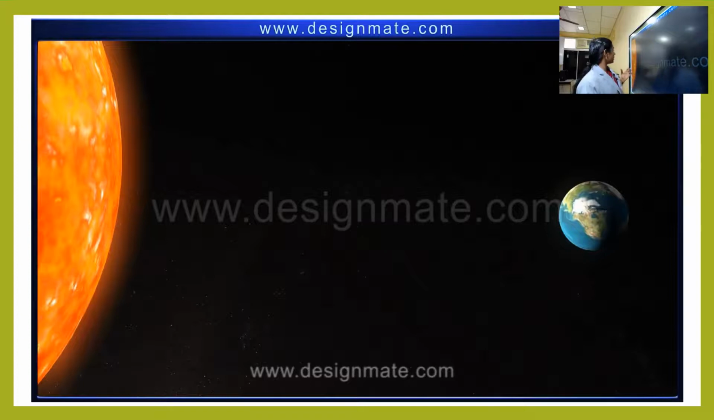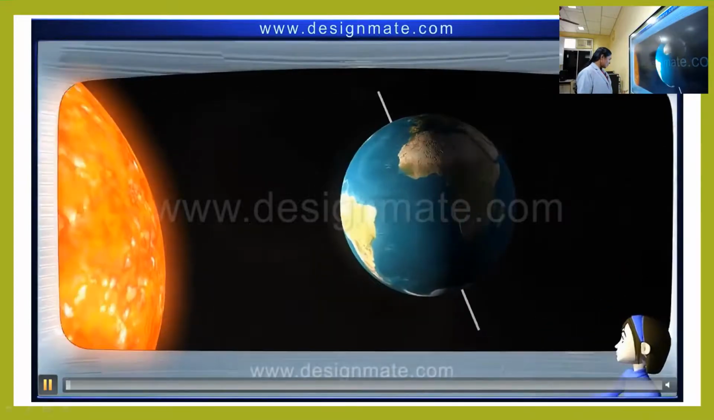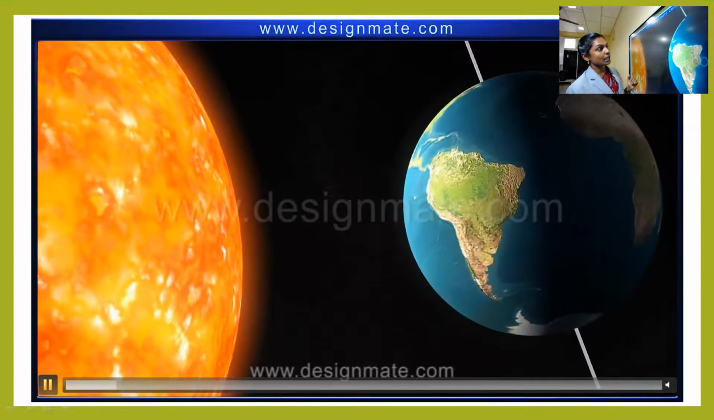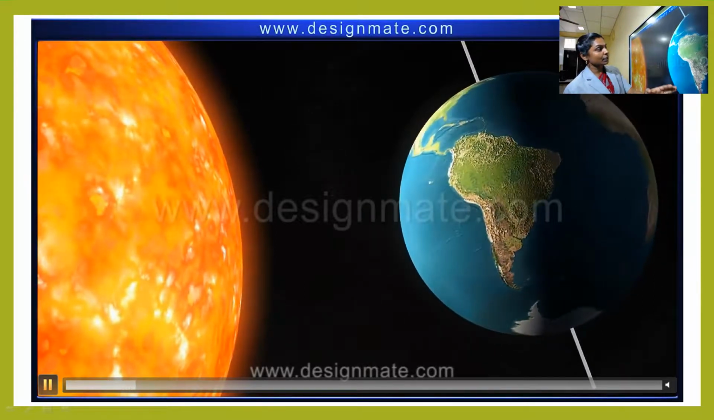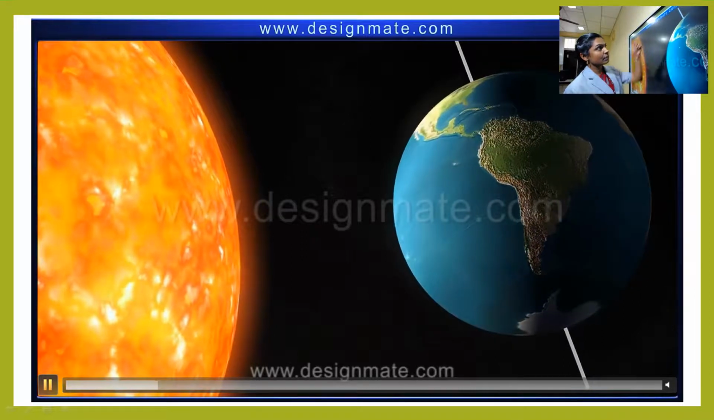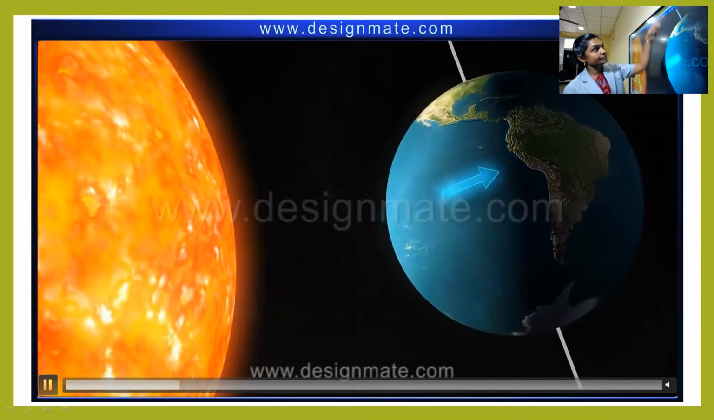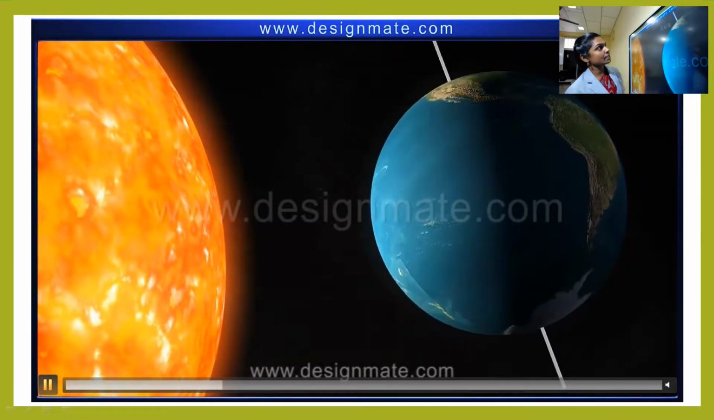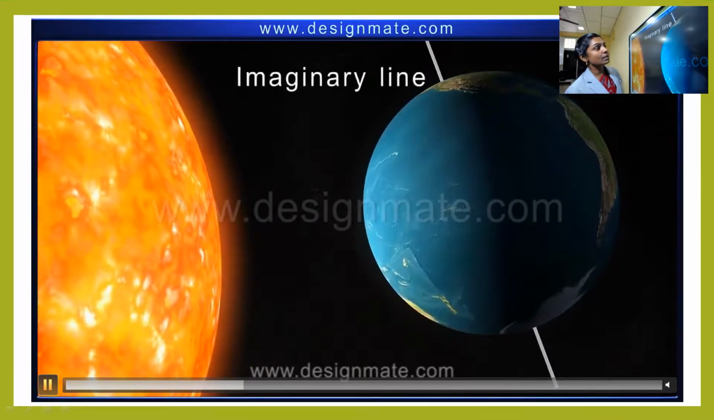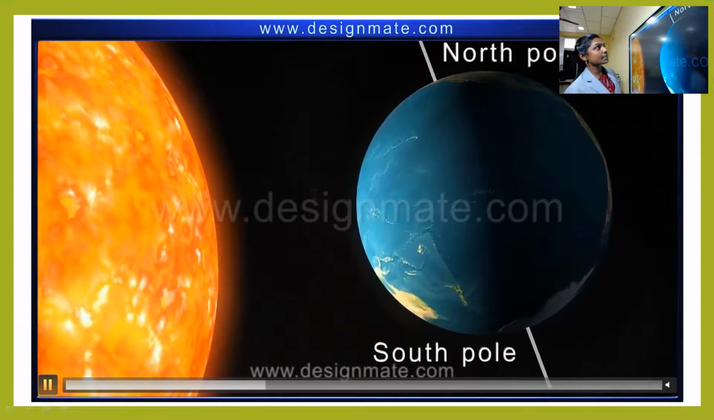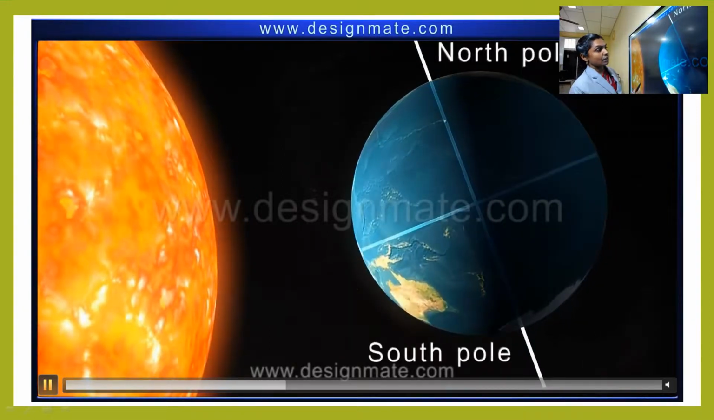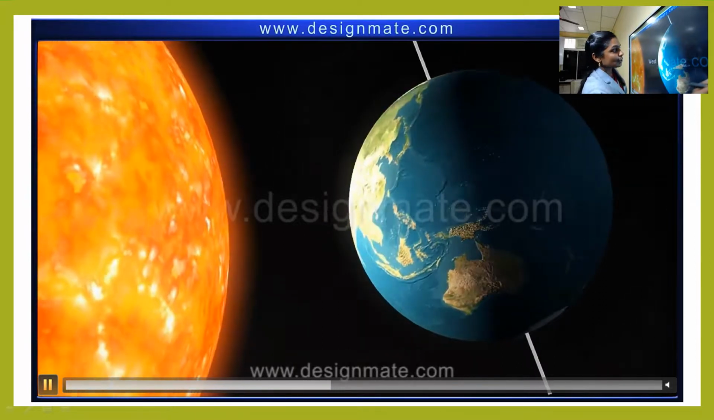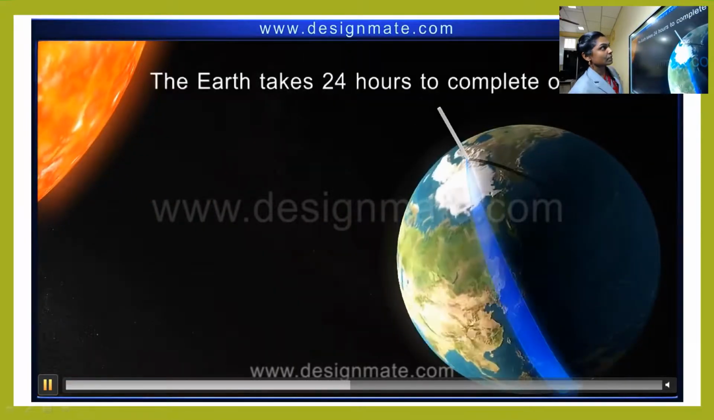I will show you the video again. Okay. Earth is spinning on its axis. Half a part of the earth is facing the sun. This is the imaginary line. So it is rotating from west to east. And this is the reason why the sun rises in the east and sets in the west. See, it is tilted and it is moving from west to east.